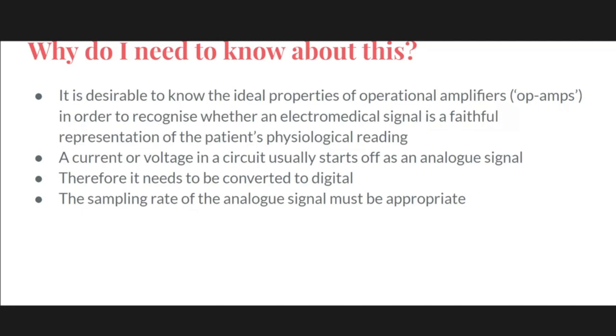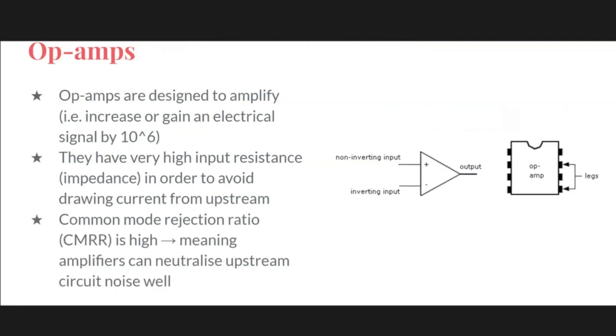Also, obviously, currents or signals start off as an analog signal and they need to be converted to a digital signal, and this allows them to do that as well. And the sampling rate of the analog signal must be appropriate, otherwise we'll get something that doesn't really represent what's true in real life. So this is a diagram of an operational amp, and essentially, like the name, they're designed to amplify. So we talk about the gain of an amp, which is essentially how much the electrical signal is increased.